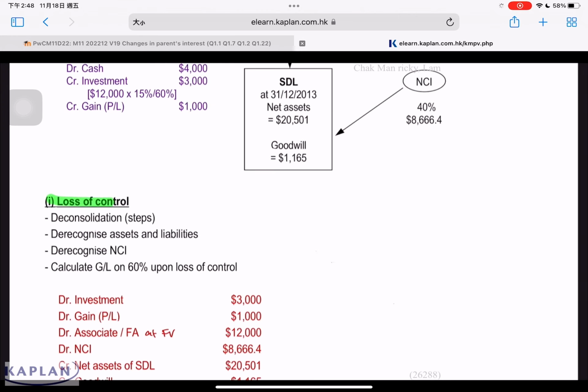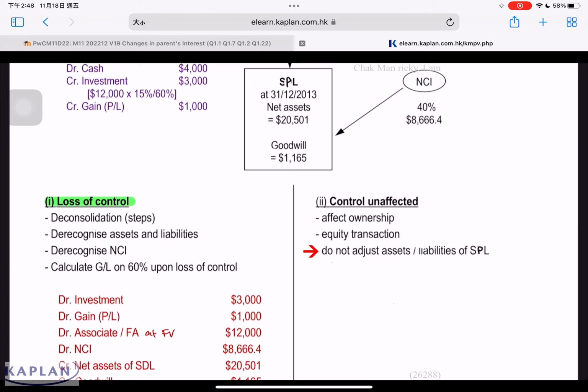Case 1, there's a loss of control. Case 2, if control is unaffected, you do not affect control, you affect ownership. We call this an equity transaction. You must tell the market, do not adjust the assets, including goodwill and liability of SPL, because the control is the same. You control the same assets, same liability.